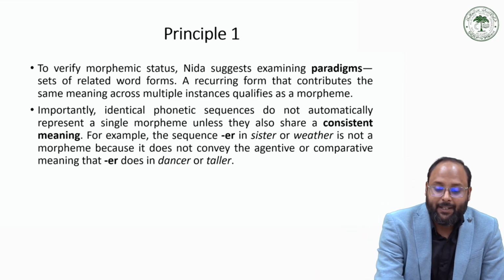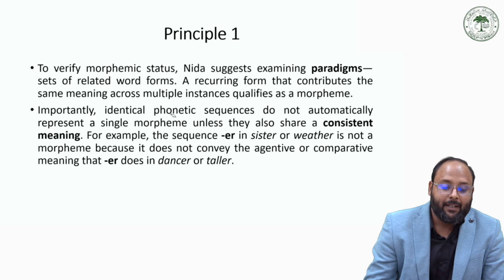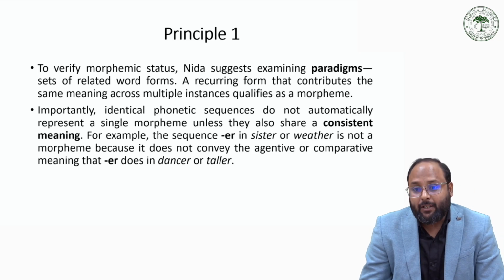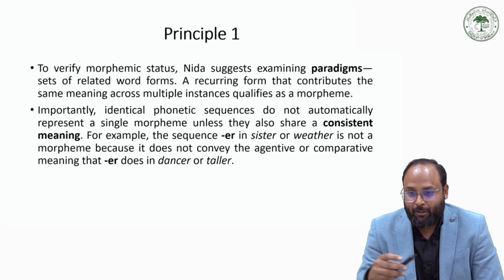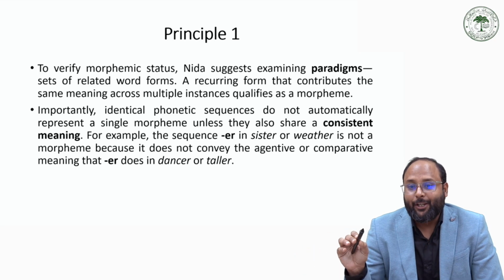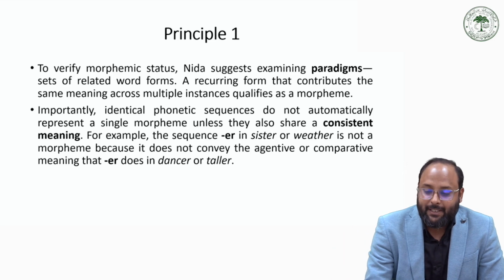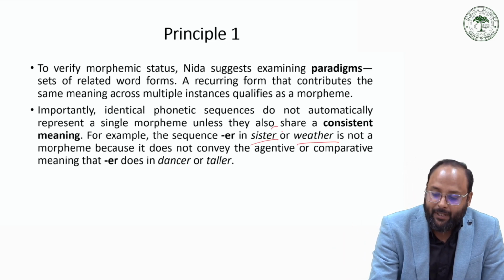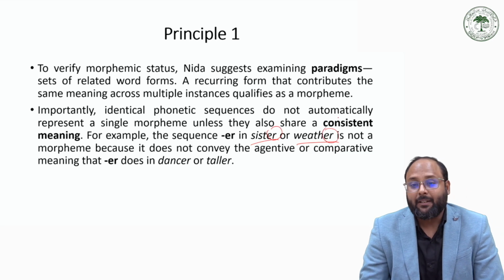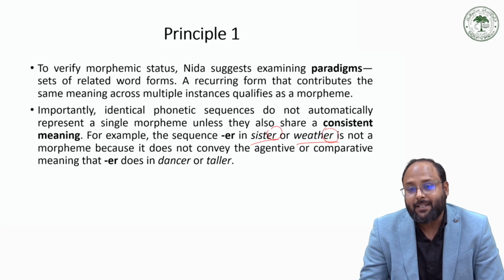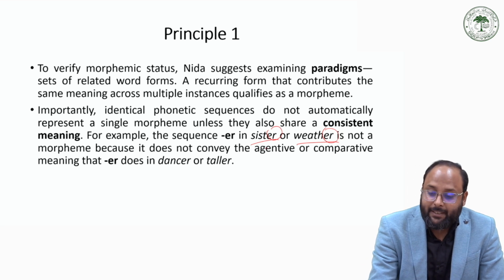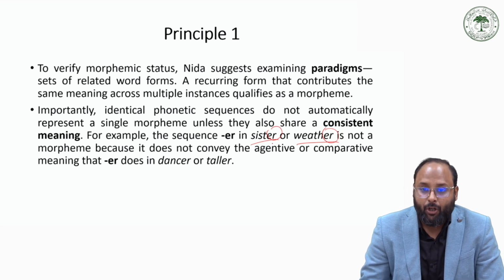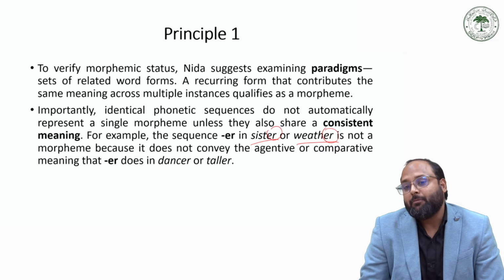Importantly, identical phonemic sequences do not automatically represent a single morpheme unless they also share a consistent meaning. Meaning, if the form is the same and it occurs at the end, but it does not share a common meaning, it cannot be a single morpheme. Like we have the examples sister, weather. So here -er has the same form and occurs at the end, like in dancer, painter, and writer. But this is not a single morpheme because it does not give the same meaning.